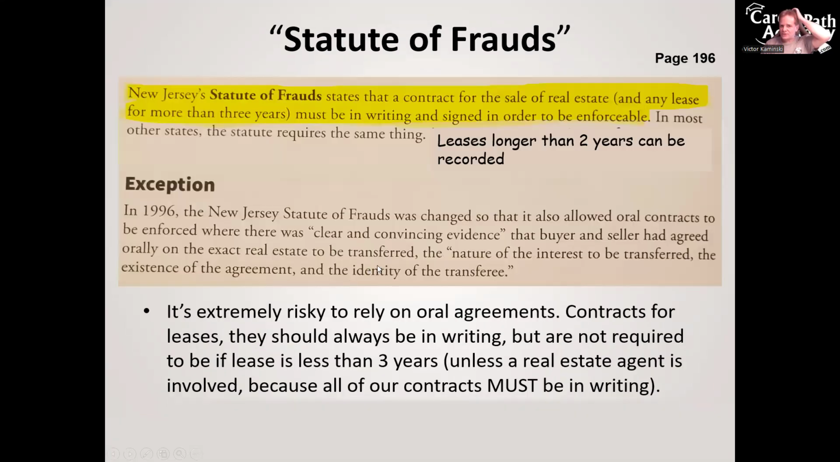So, the New Jersey Statute of Frauds states that a contract for the sale of real estate and any lease for more than 3 years must be in writing and signed in order to be enforceable. And then just at the end of that, leases longer than 2 years can be recorded. That's what we'll actually have noted in the book.